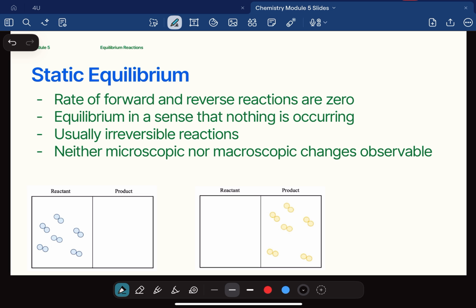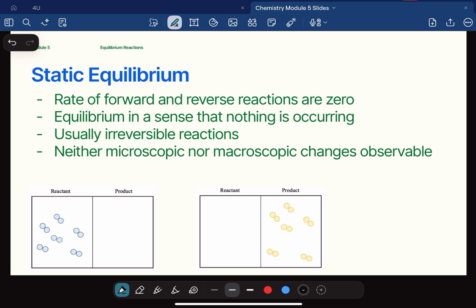So an example would be the combustion of ethanol, right? Because everything's converted to products. There's nothing left here, right? Or like, if you try to recreate photosynthesis in a lab, it just doesn't happen, right? So there's no products.